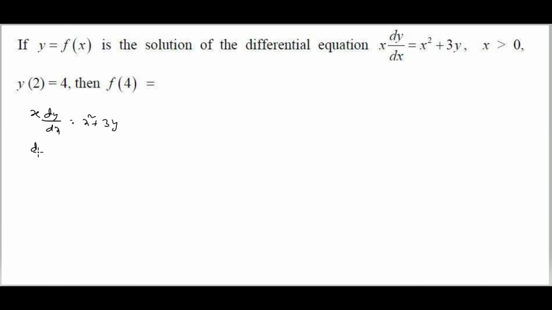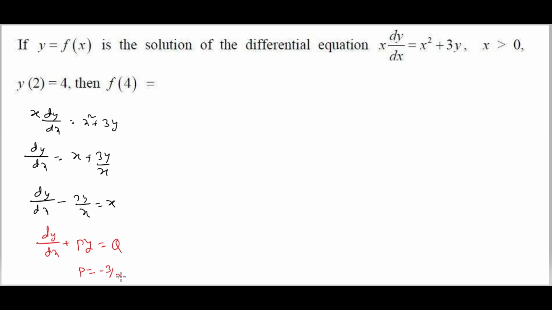Dividing by x, dy by dx is equal to x square by x, that is x, plus 3y by x. So dy by dx minus 3y by x is equal to x. So it is in the form of a linear equation. The linear equation is dy by dx plus py is equal to q. Here the p value is minus 3 by x and the q value is x.